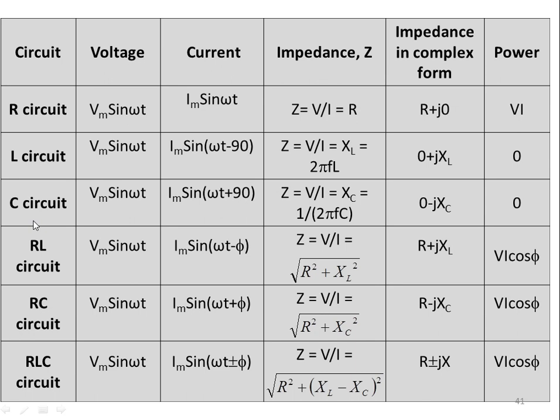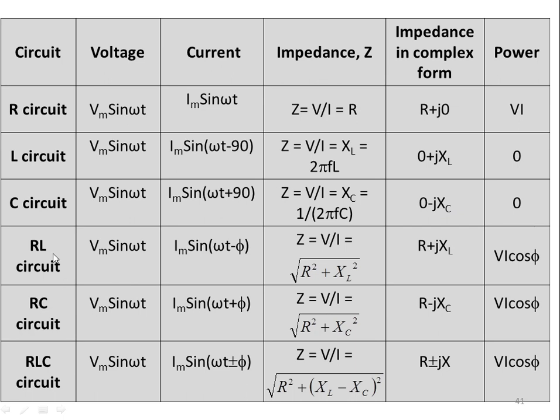In the case of a pure capacitive circuit, the applied voltage is Vm sin omega t, current is Im sin omega t plus 90 degrees, impedance Z is V by I, that is XC is equal to 1 by 2 pi fC. Therefore you will get a 90 degree lag in the case of an impedance triangle. So impedance is given by minus jXC. That means here phi is equal to 90 degrees. If phi is equal to 90 degrees, power consumed is 0. That is, for a pure inductive circuit and pure capacitive circuit, power consumed is 0.